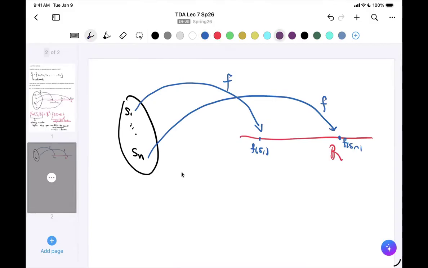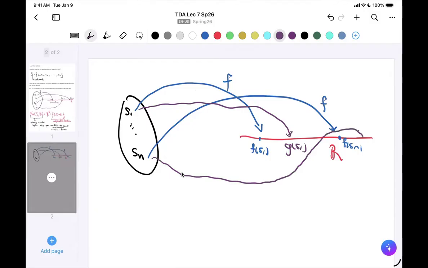If you had a second function, I don't think I gave it any names. Let's call the second function g, right? Sorry, it doesn't have to go to the same number. I don't want to bias it in this way. So this could be g of s1, and this could be g of sn, right? So what would f plus g be? What is f plus g?